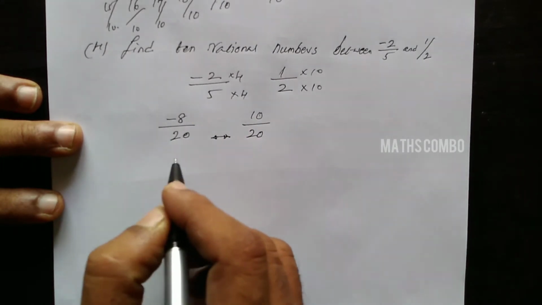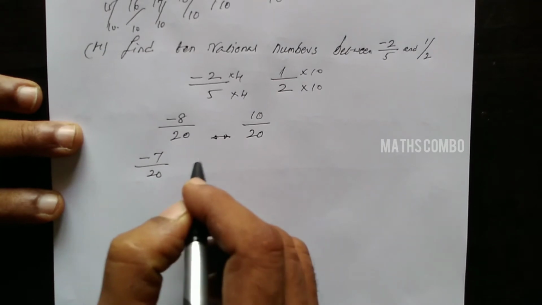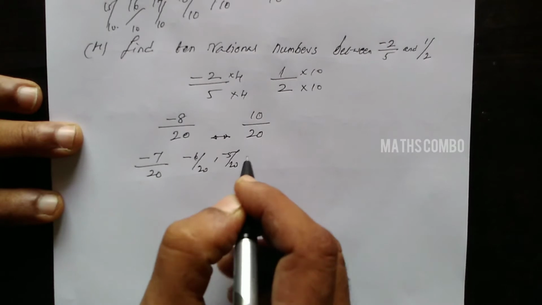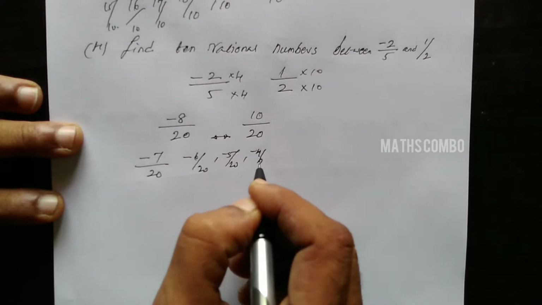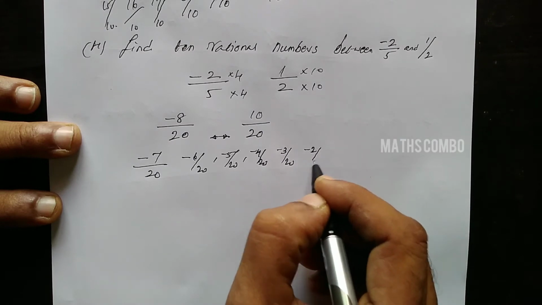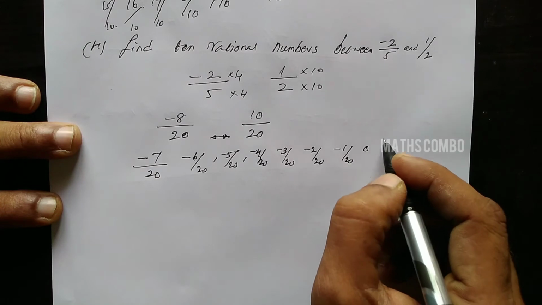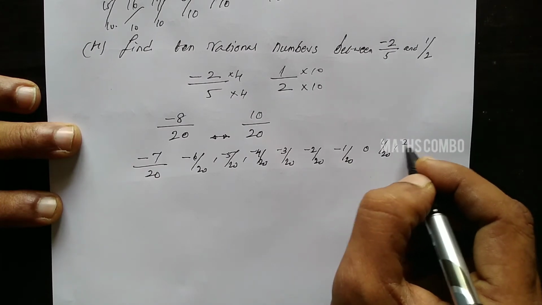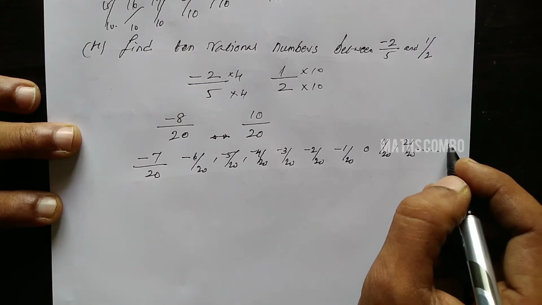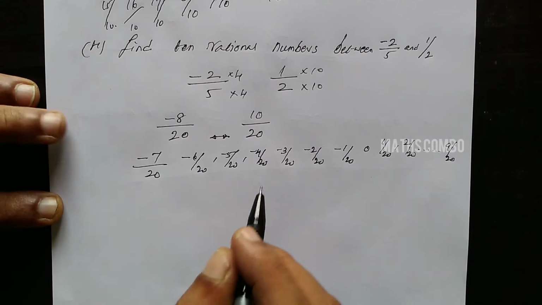It is simply minus 7 by 20, minus 6 by 20, minus 5 by 20, minus 4 by 20, minus 3 by 20, minus 2 by 20, minus 1 by 20, 0, 1 by 20, 2 by 20. So it will go like this, up to 9 by 20. This is a very simple sum.